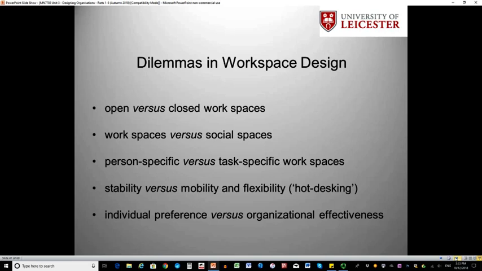So I think workspace design is a really interesting emergent area in the field of innovation. I don't think we know anywhere near to knowing what the right answers are, but I think there's quite an interesting debate going on about what works and what doesn't work.